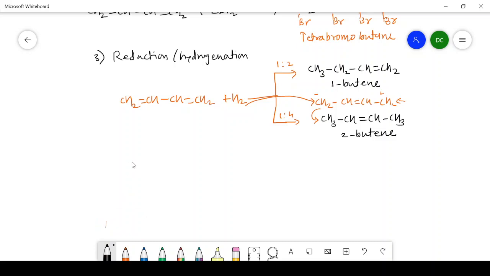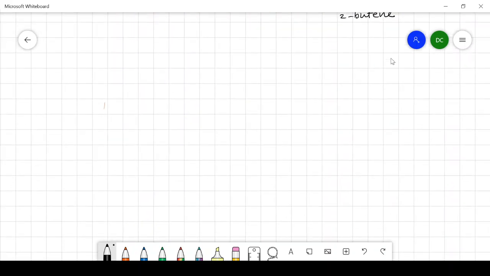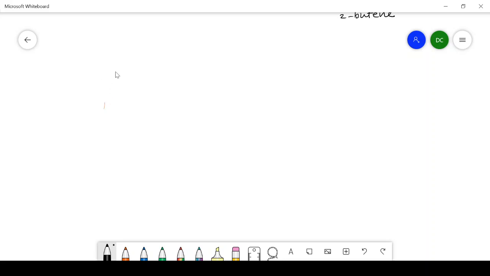Then we will see a cycloaddition reaction, which is a famous one known as the Diels-Alder reaction. It is one of the cycloaddition reactions, and it is nothing but a Diels-Alder reaction. In the Diels-Alder reaction, there are two components or two reactants. One is a diene and the second is a dienophile.